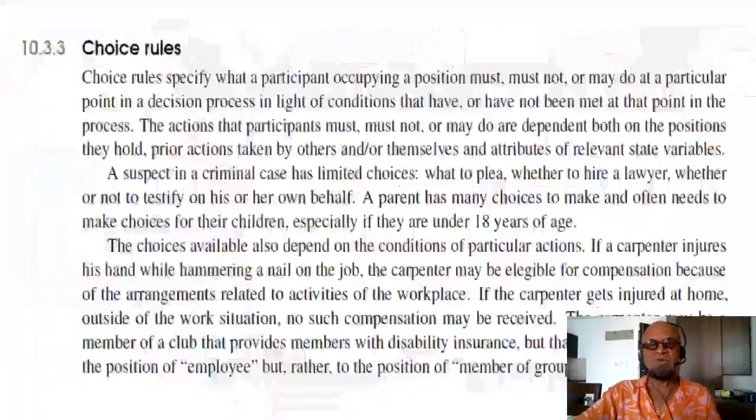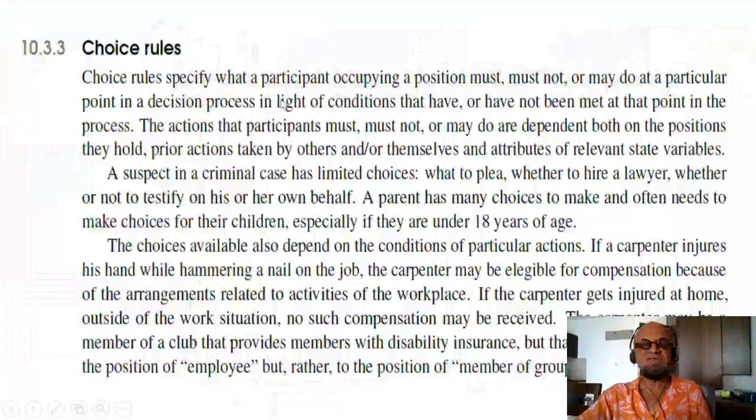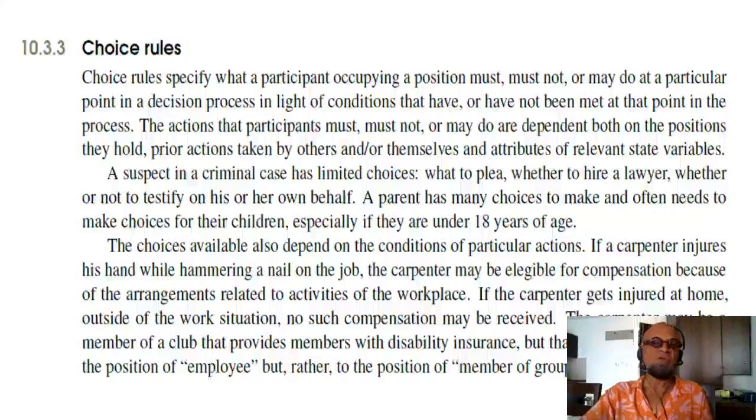So, choice rules. Choice rules specify what a participant occupying a position must not, or may do at a particular point in a decision process in light of conditions that have or have not been met at that point in the process. Sounds complicated, but basically you know that if you're playing cricket and you are in a certain position, you have choices on what you must and must not do and what you may have to do depending on what's happening.